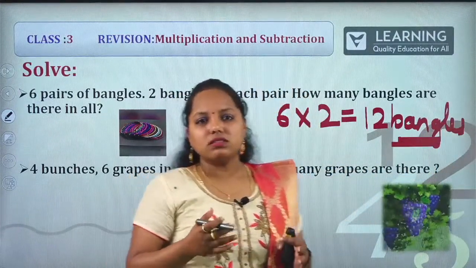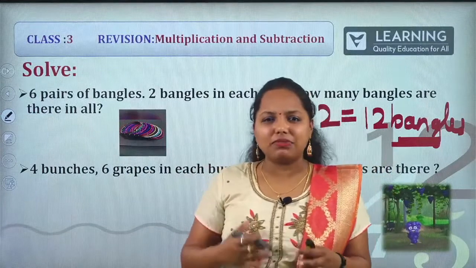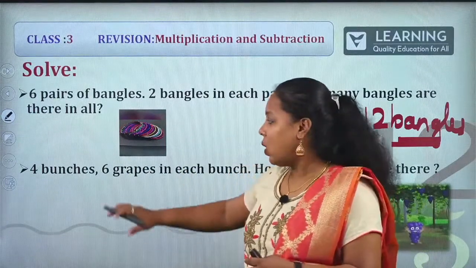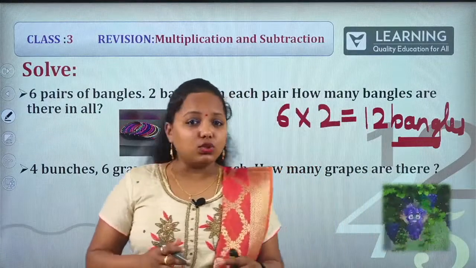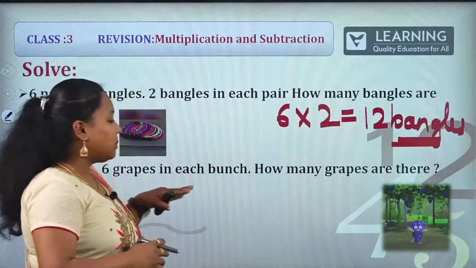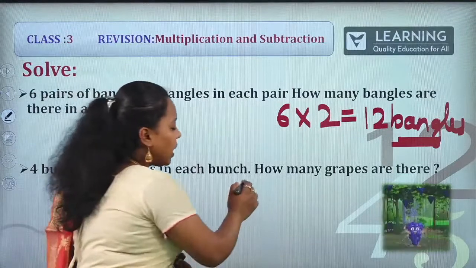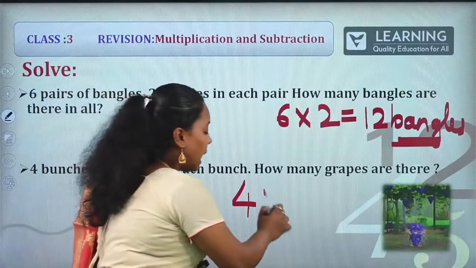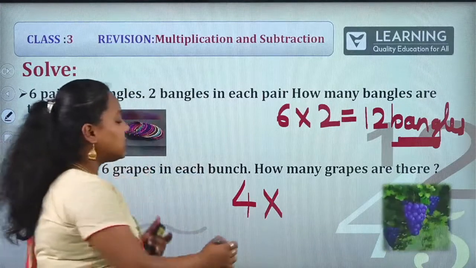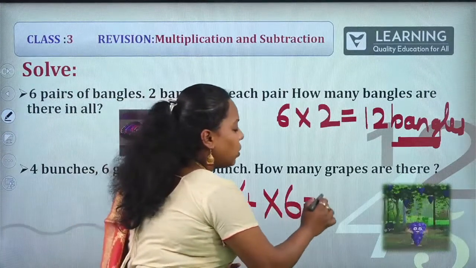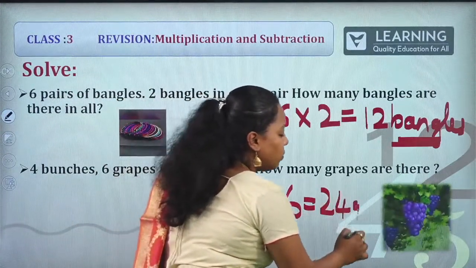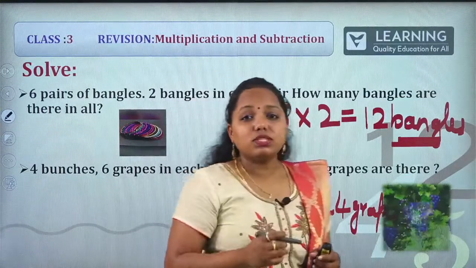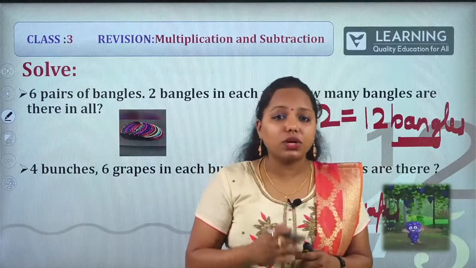So 6 pairs, just now we have solved regarding the butterflies, duck example. Same way, 6 2s are 12 over there. How about this one? 4 bunches and 6 grapes in each one. So 4 bunches, I hope you are able to see the picture over there. 4 bunches and what is the thing next? 6 grapes. So 4 6s are 24. So 24 grapes.